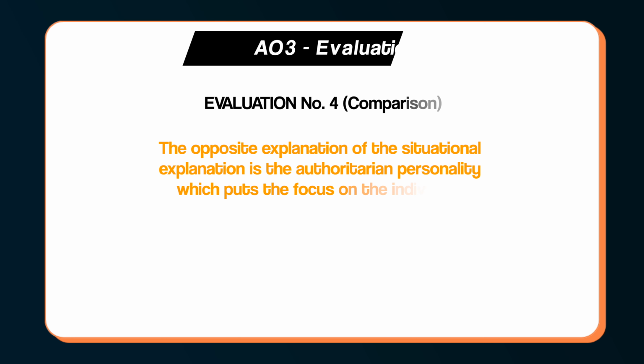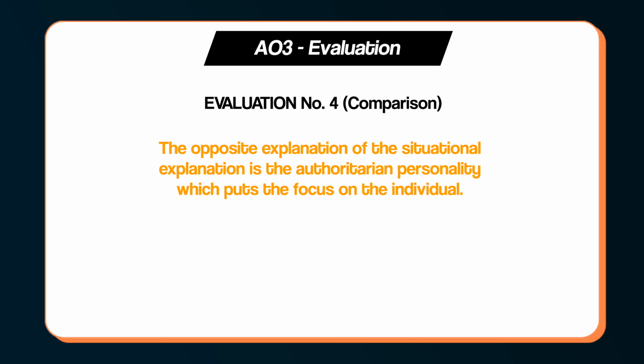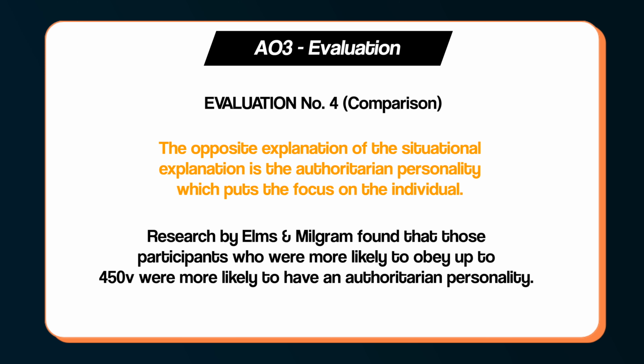And for a final evaluative point, which also potentially scores higher, would be to compare it with another explanation. This is because the obedience rate up to 450 volts in Milgram's study was not 100%, which suggests other factors must be involved. The opposite explanation of the situational explanation is the authoritarian personality, which puts the focus on the individual. Perhaps some people are more likely to obey because they have a personality type that makes them more likely to respect people superior to them and look down on people who are inferior to them. Research by Elms and Milgram found that those participants who were more likely to obey up to 450 volts were more likely to have an authoritarian personality.